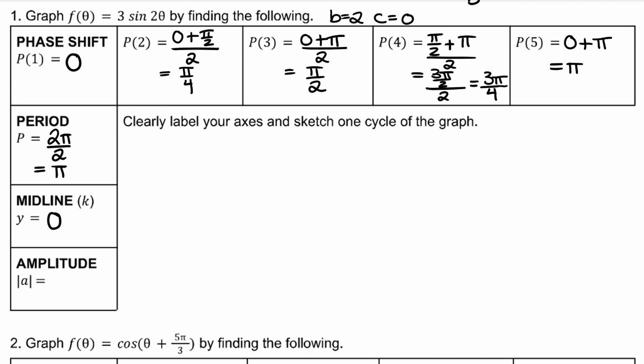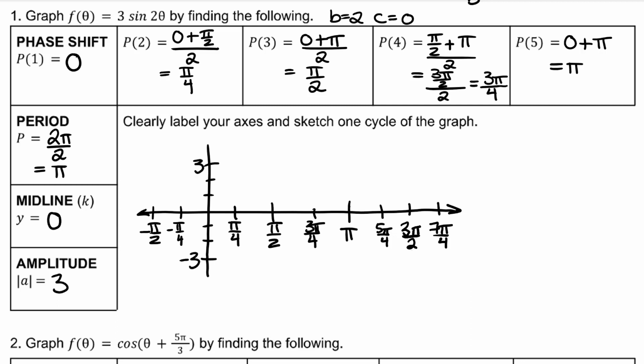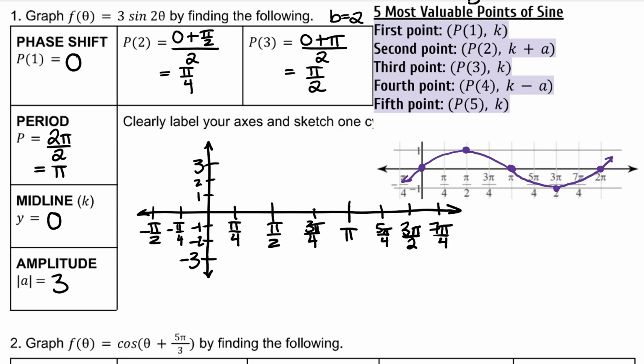Identify the vertical shift and the amplitude. Now clearly label your axes and sketch one cycle of the graph. For the y values, you can follow the formula I gave, or you can remember the general shape of the 5 MVPs for sine. For example, sine always starts at the midline.